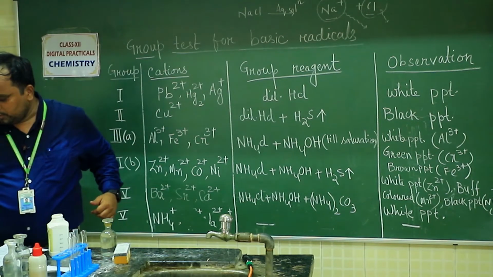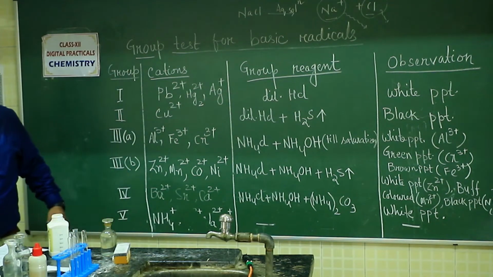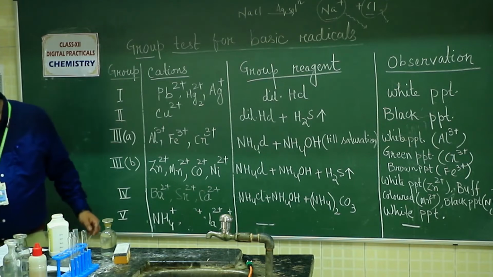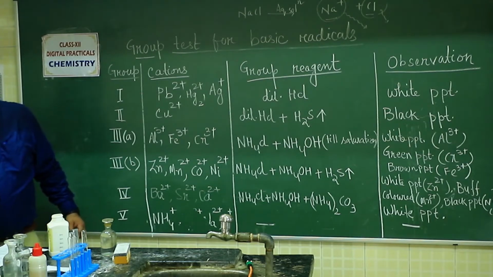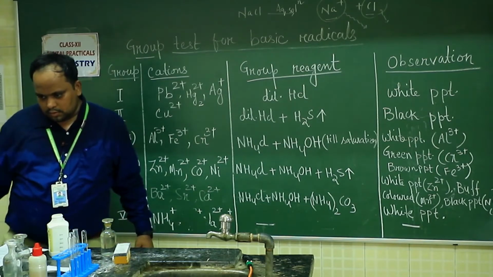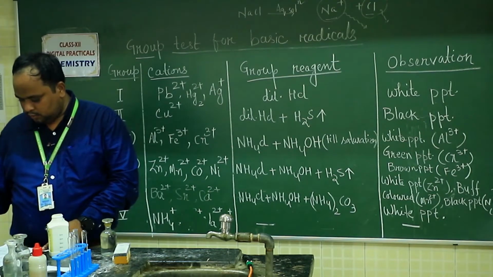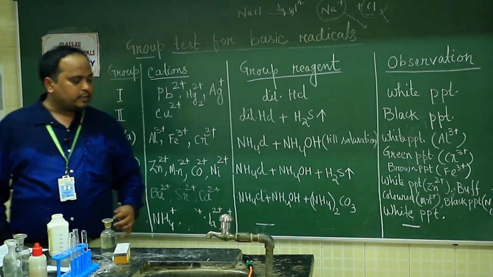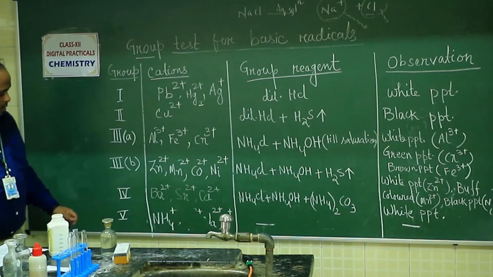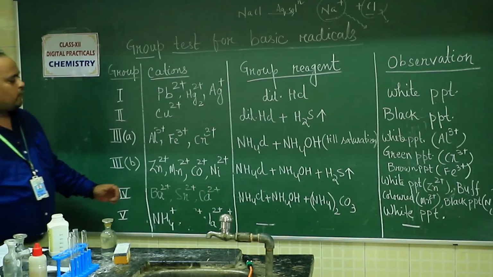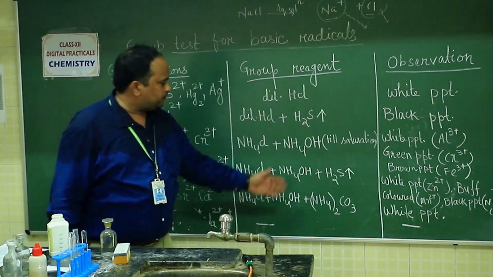Then I am going to show you another one. Okay, barium we have shown. Then let it be present in group 5. Group 5 means it will not give the test of any one.